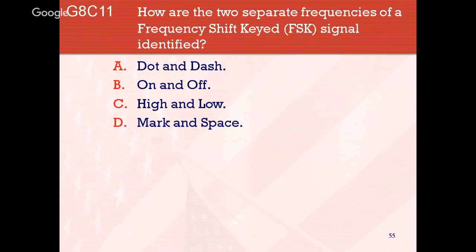How are the two separate frequencies of a frequency shift keyed or FSK signal identified? This goes back to our little mark and space. D is your correct answer. It's not a dot and dash, it's not on and off, it's not high and low, it's mark and space for FSK.